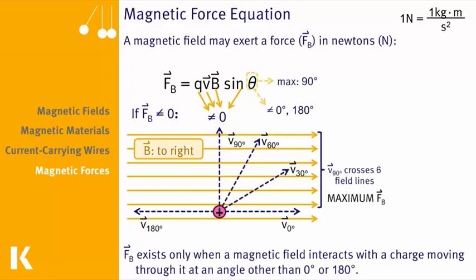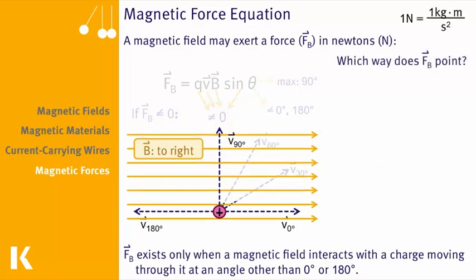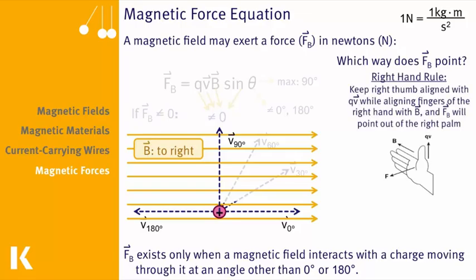So when we're looking for motion of charge, we're going to be looking for that motion of charge to be ideally 90 degrees to the magnetic field, in which case the sine of theta becomes 1, and the force from the magnetic field equals Q times V times B. But then that brings up the question, in what direction does that magnetic force point? And to determine that, we can use the right-hand rule again.